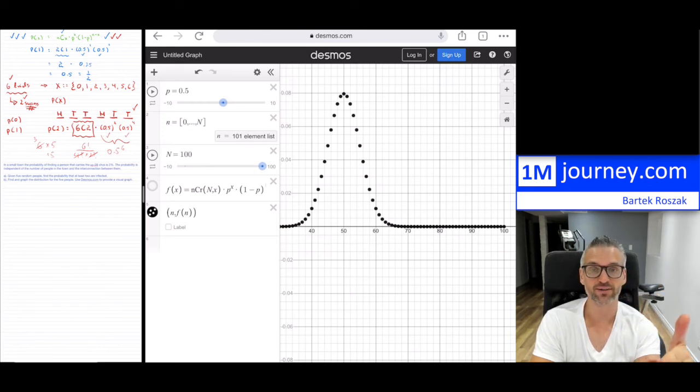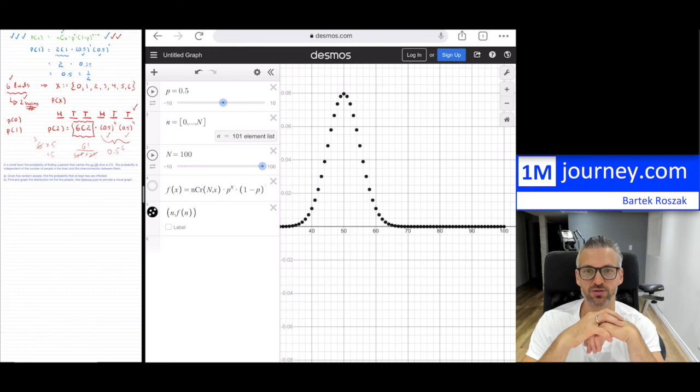Imagine trying to graph this on your own with 101 points. That would have been a pain in the butt. And then calculating those probabilities would have been rather hard. So that's what the binomial distribution is, right?